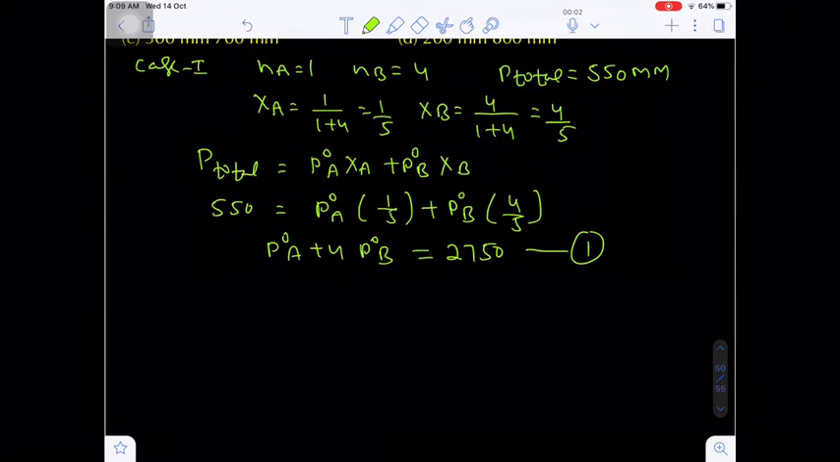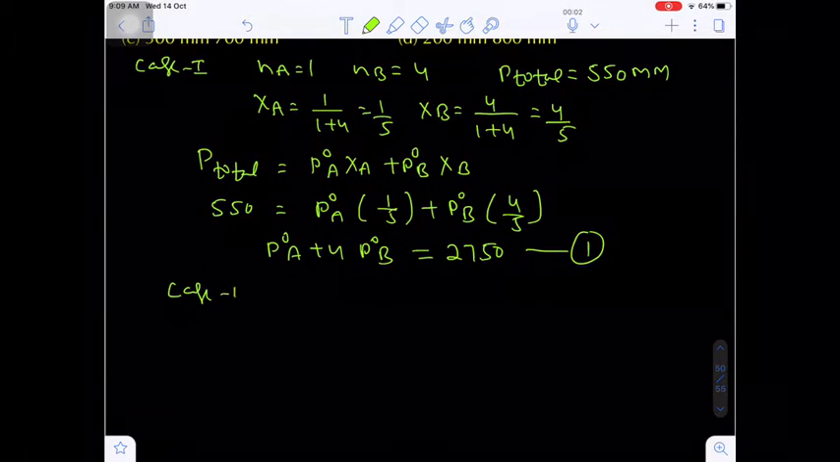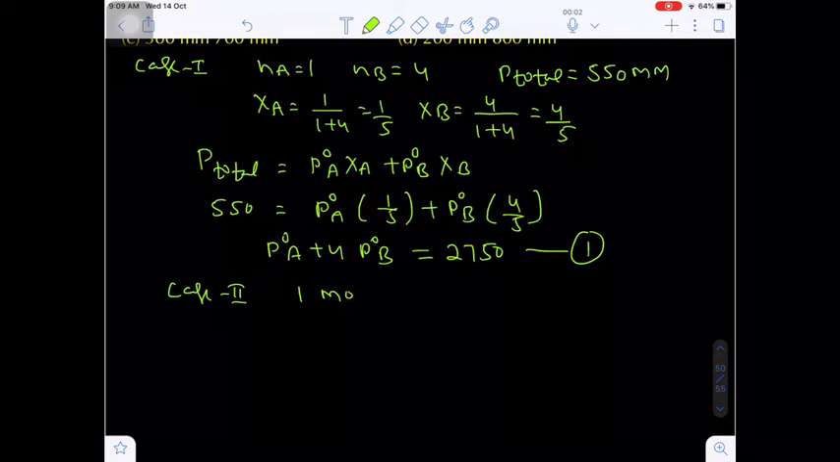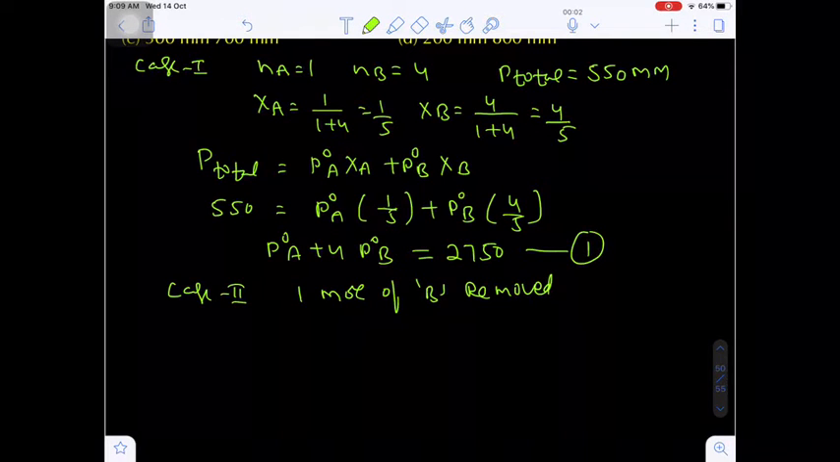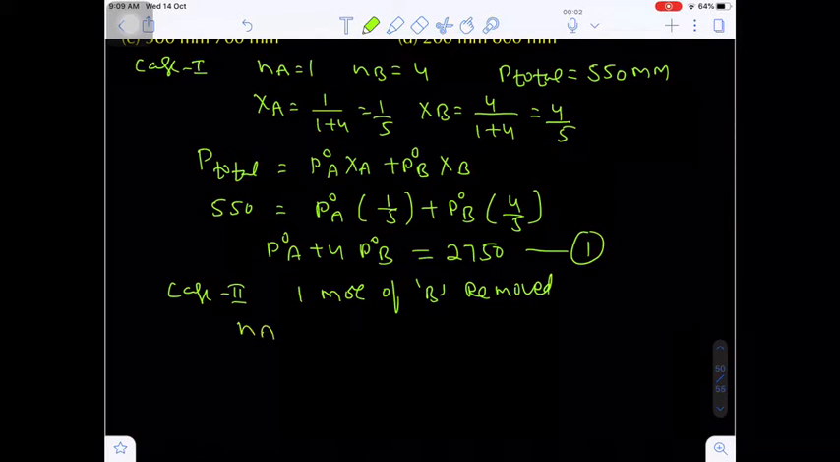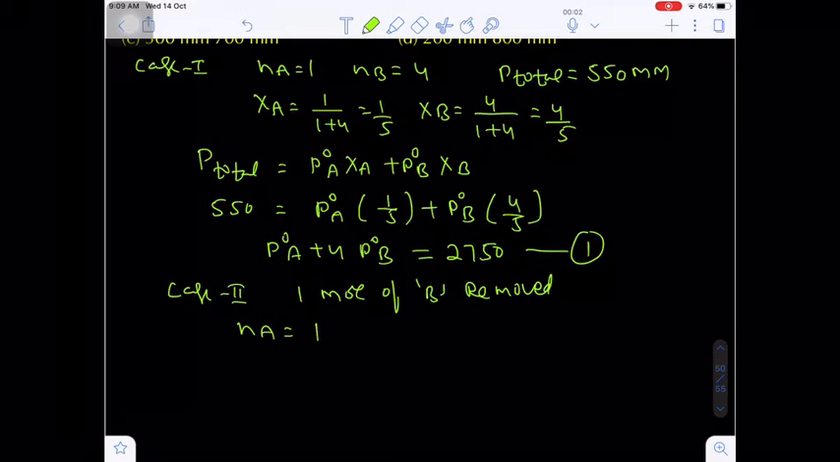decreases by how much? 10 mm. So this is the second case. In the second case, what happens? 1 mole of B is removed. What are we doing here? 1 mole of component B is removed. So how many moles of A will be present?